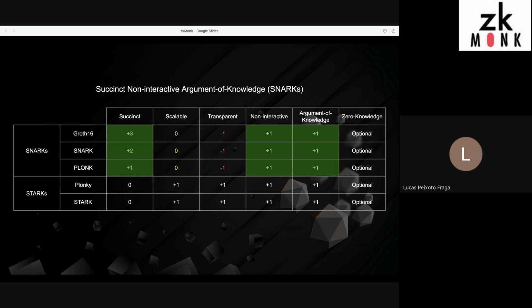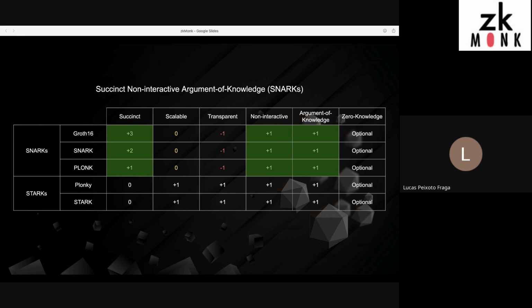SNARKs are succinct and non-interactive, in the sense that the verifier doesn't need to communicate with the prover to verify the proof. It might not even know the prover, or who created the proof. It can verify the proof alone because the proof itself gives the verifier all the information it needs.